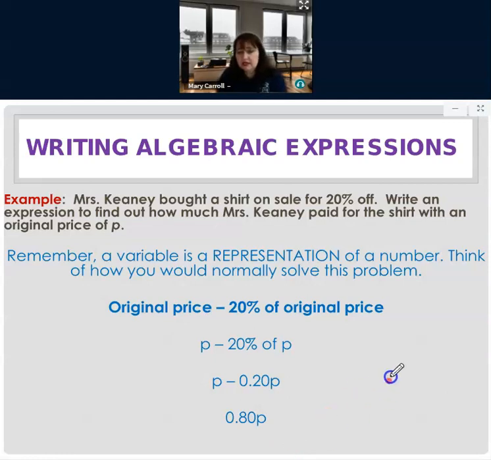So Mrs. Keeney bought a shirt on sale for 20% off. You're going to write an expression on how much Keeney paid for the shirt with an original price of P. Now we've talked about this, okay? Original price minus 20% would be P minus 20% of P. So she basically spent 80% on the actual dress. So if the dress was $100 and she paid 80% of that, I would take 0.8 times 100, I would get $80, okay? So that's kind of how that works.